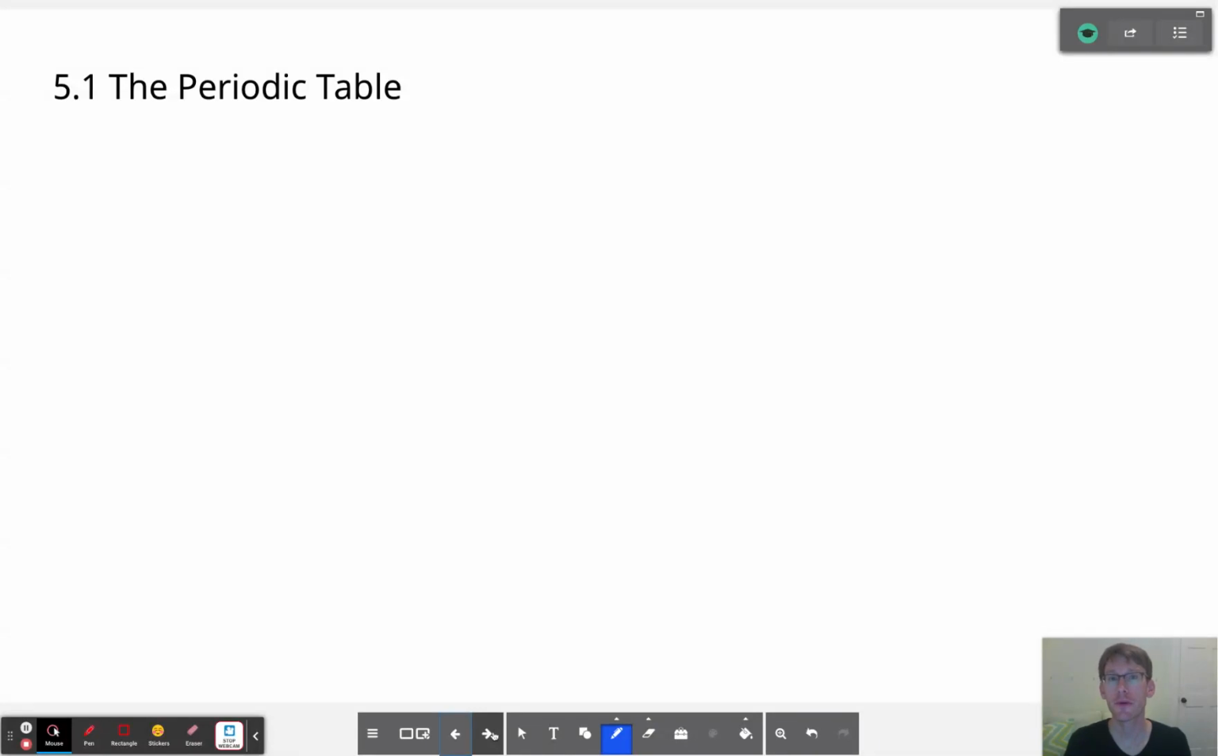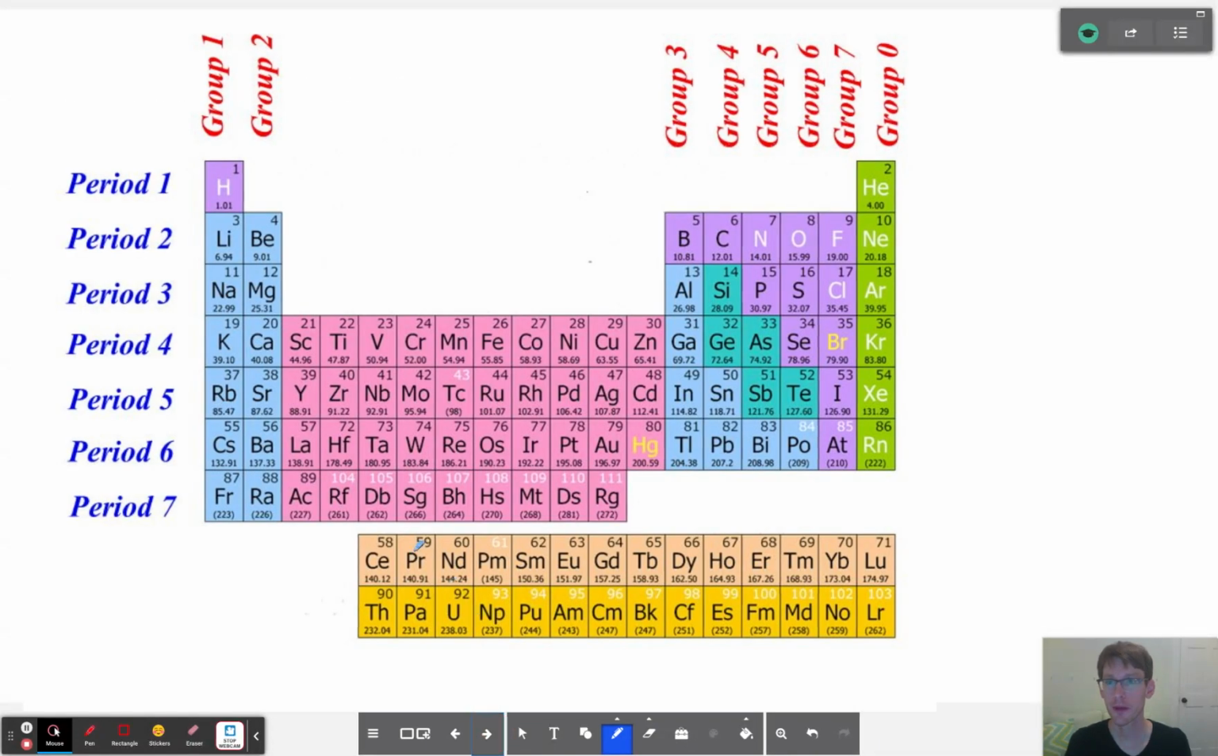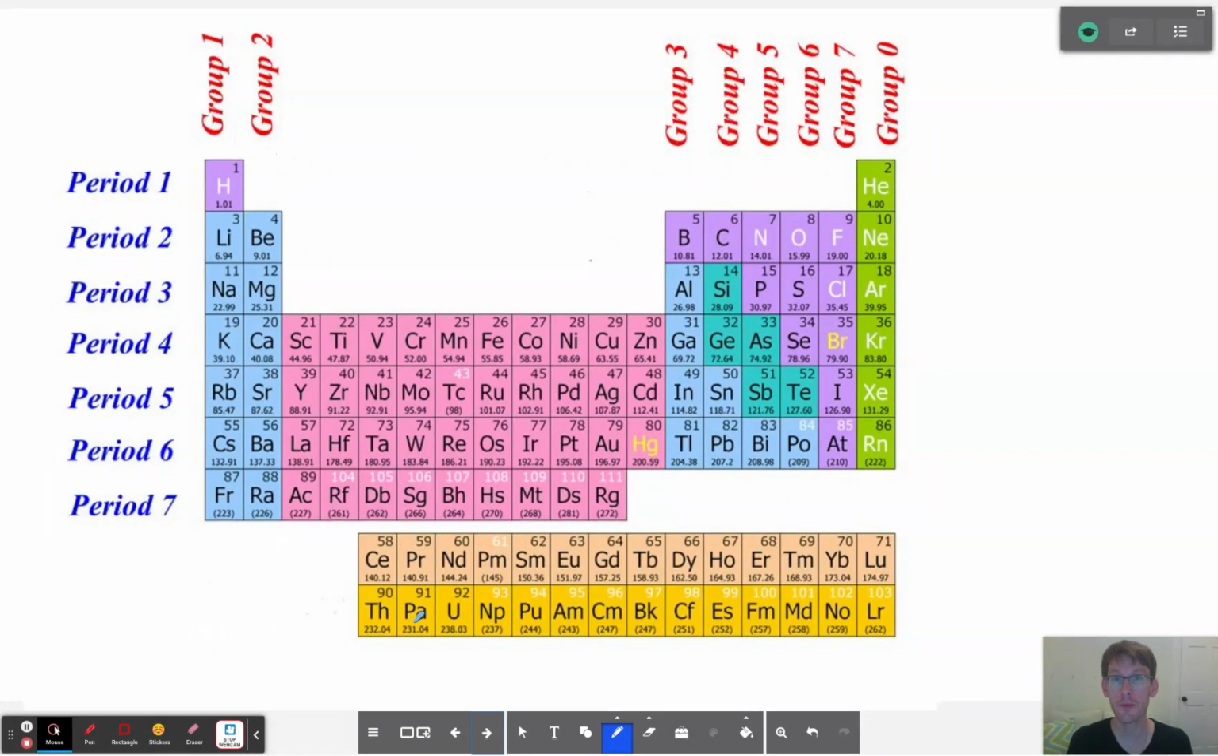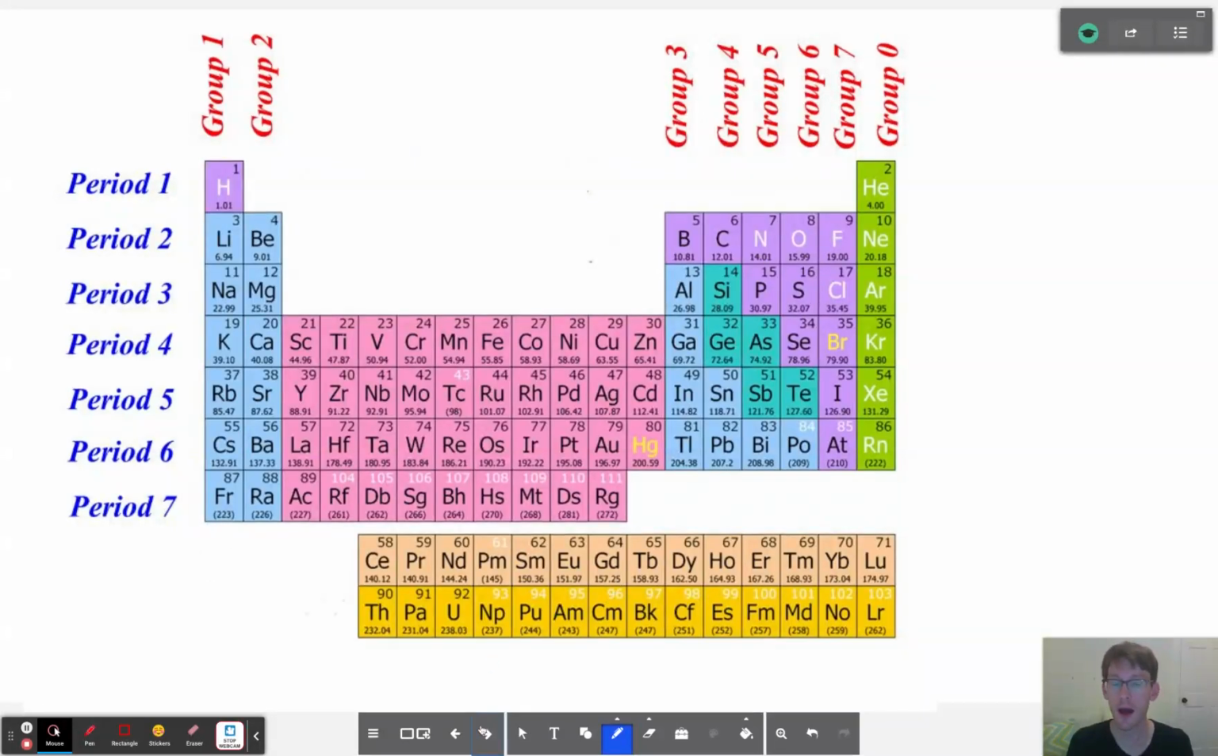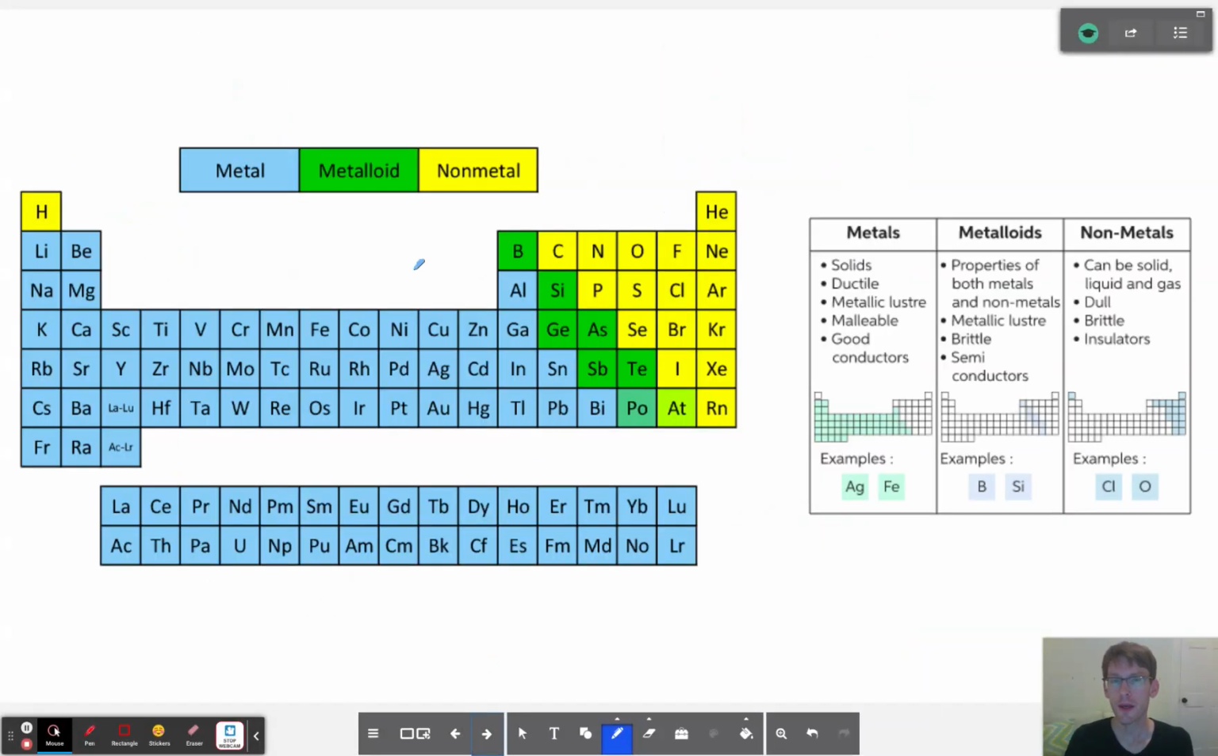In this video, we're going to learn about the periodic table. So here's the periodic table. It's arranged into rows called periods and columns called groups. The elements in the columns will have similar chemical properties, even if their physical properties may differ. So let's look at the different zones of the periodic table.